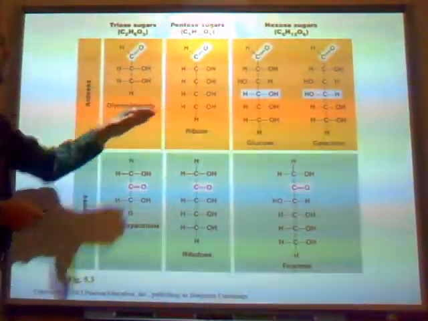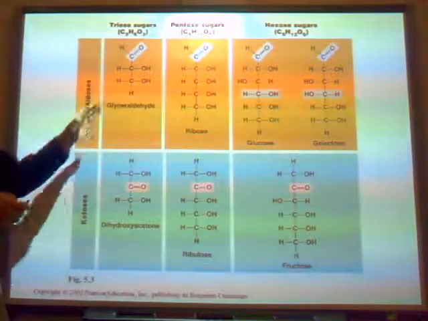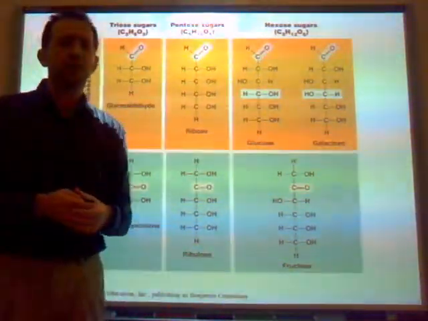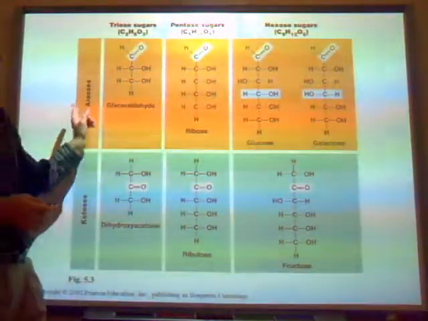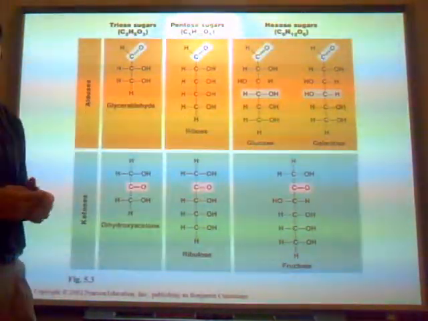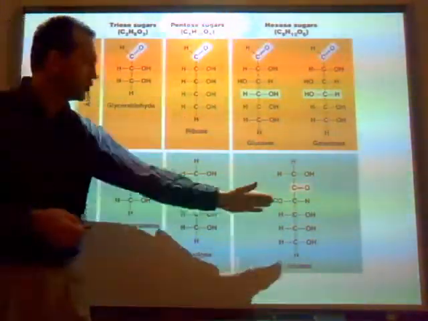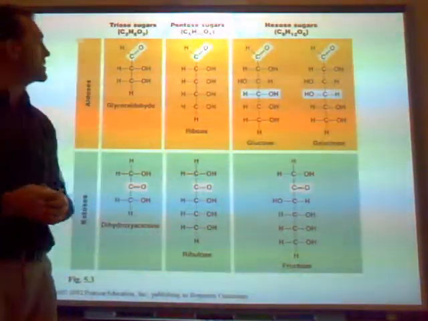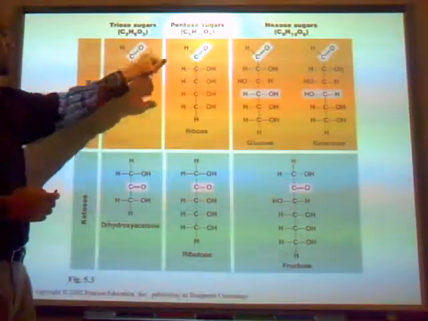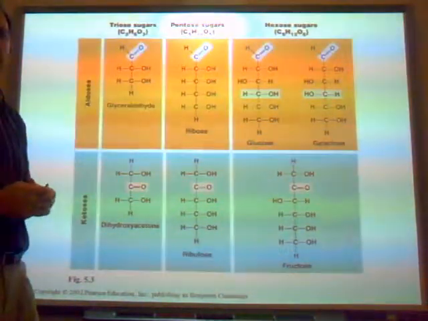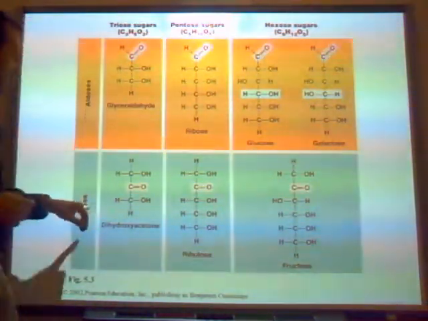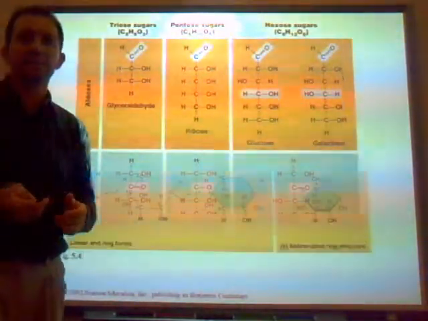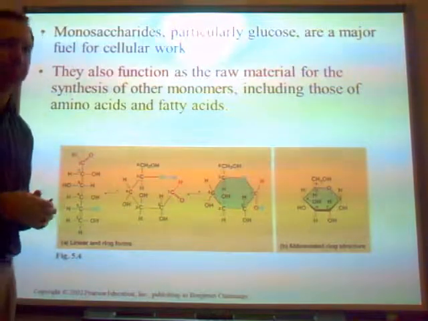So here we have a graphic representation of that. I won't spend too much time on this. Trioses, pentoses, and hexoses. And then you also have your aldoses, which are in the yellowish orange, and then your bluish color are your ketoses. And again, you can look at those and see that if you're an aldose, you're going to have the carbonyl at the end of the sugar, and if it is a ketose, you're going to find the carbonyl in the middle of that chain.